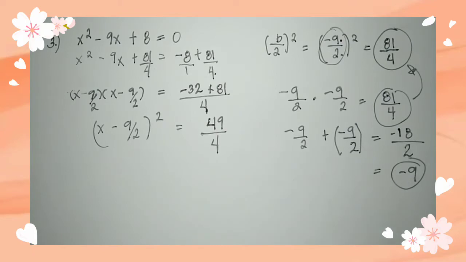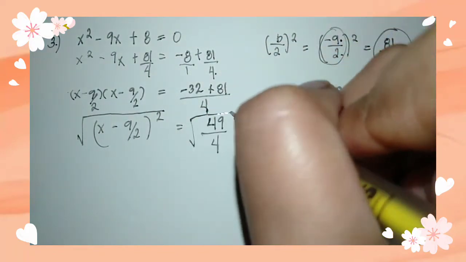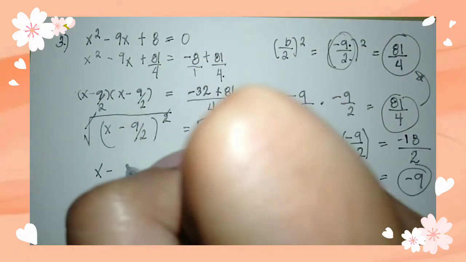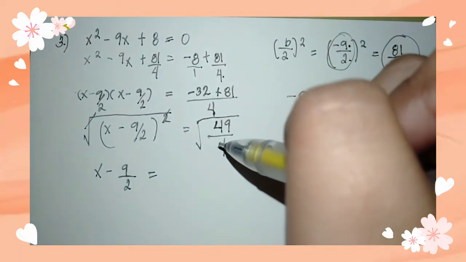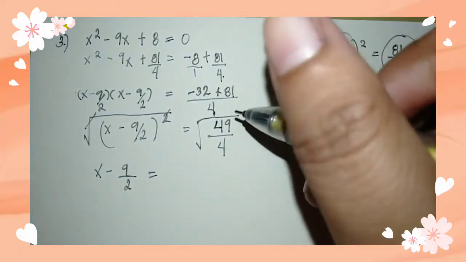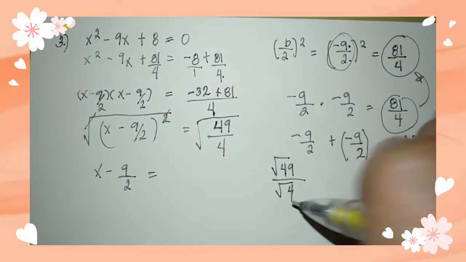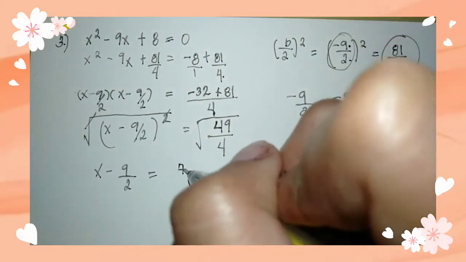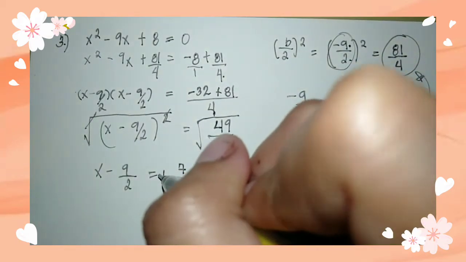Next thing to do is to extract square roots. So, we have square root of x minus 9 half squared is equal to square root of 49 over 4. So, cancel out square root. We have x minus 9 half equal to, remember, kapag fraction yung square root natin, it is represented also by this. Square root of 49 over square root of 4. Right? So, our square root of 49 is 7. Tama? And square root of 4 is 2. Remember to put positive and negative.